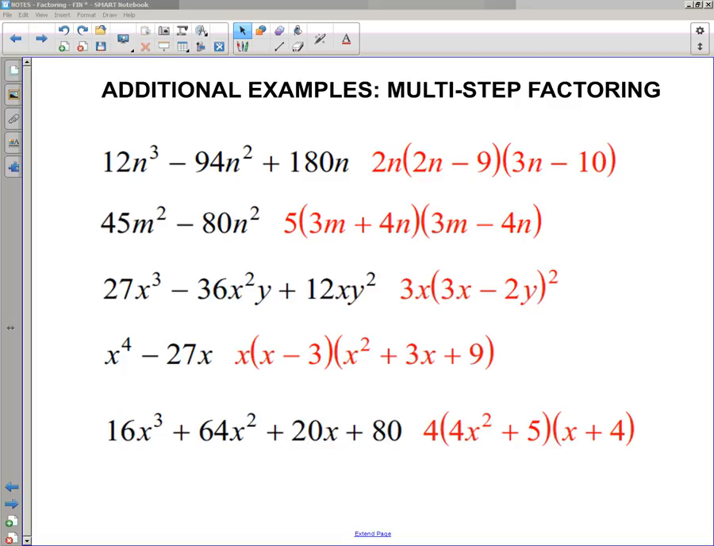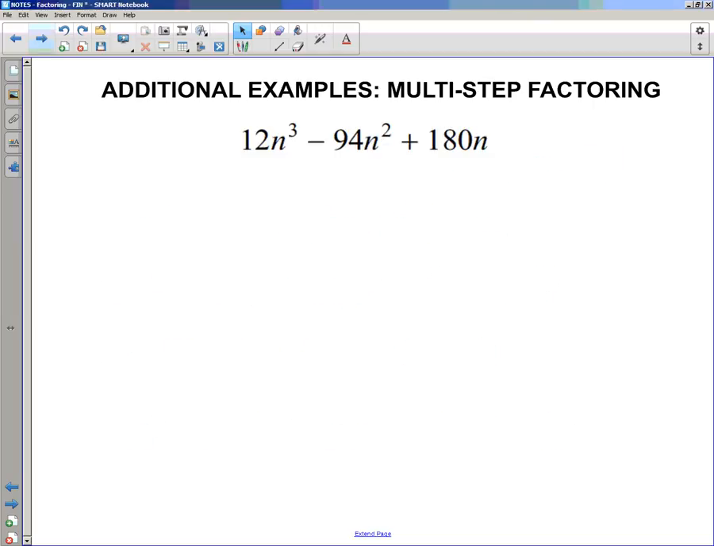We're going to be running through 5 additional examples for multi-step factoring in this video. The 5 examples that you see here, for the most part, these problems are going to involve pulling out a GCF and then seeing if there's any additional factoring that we can do with those. So let's start with our first one.